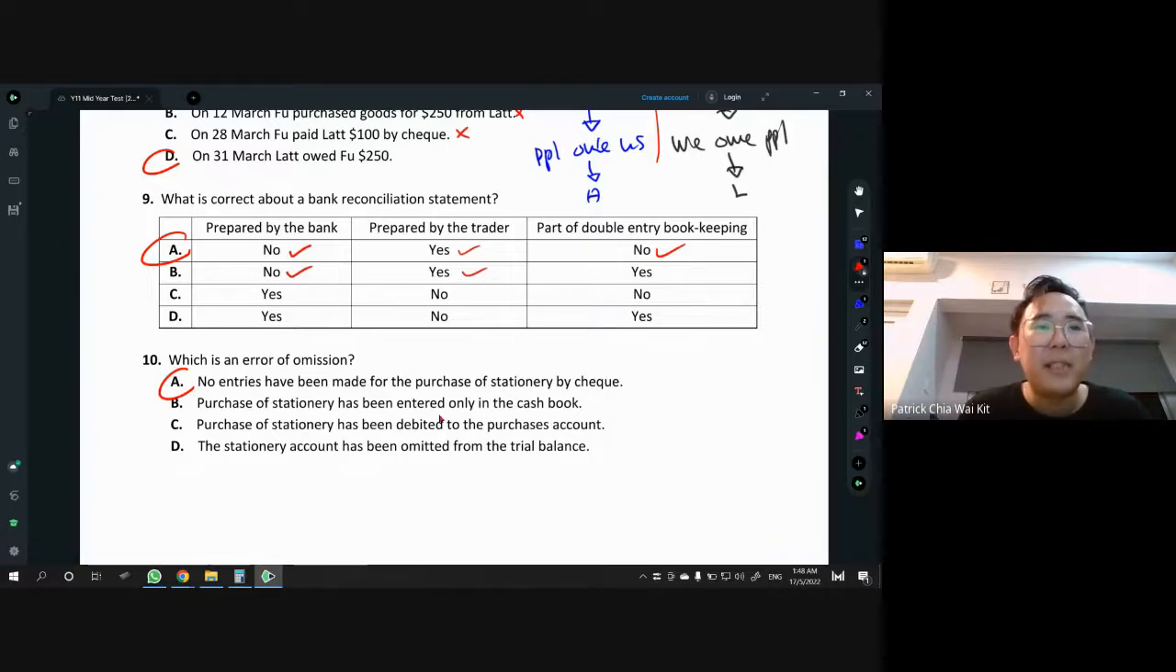Whereas B, purchase of stationery has been entered only in the cash book. This is single entry, only done one side, didn't do the other side. Purchase of stationery has been debited to the purchases account. So stationery to purchases account: the name is wrong, but stationery and purchases are both expenses. So they are the wrong name but in the same class. This is an error of commission. Wrong name only, but same class. Stationery account had been omitted from the trial balance. So this is by itself, omission from trial balance. So the answer is A.